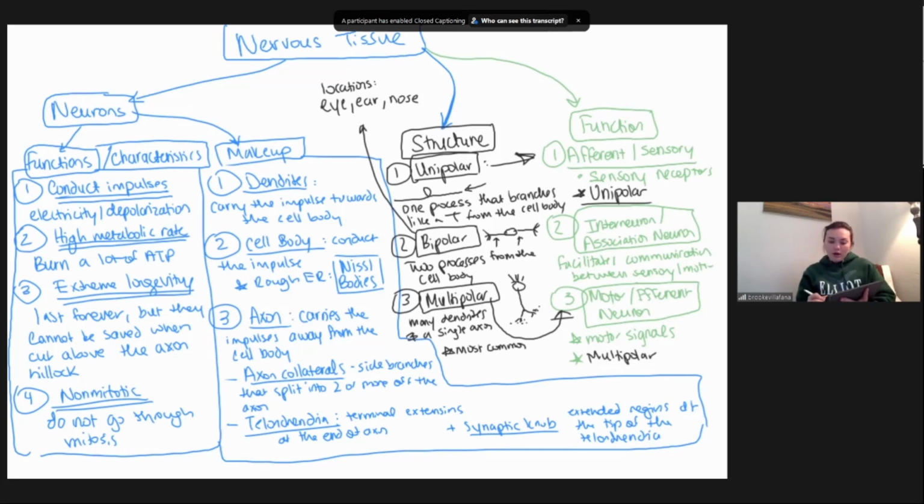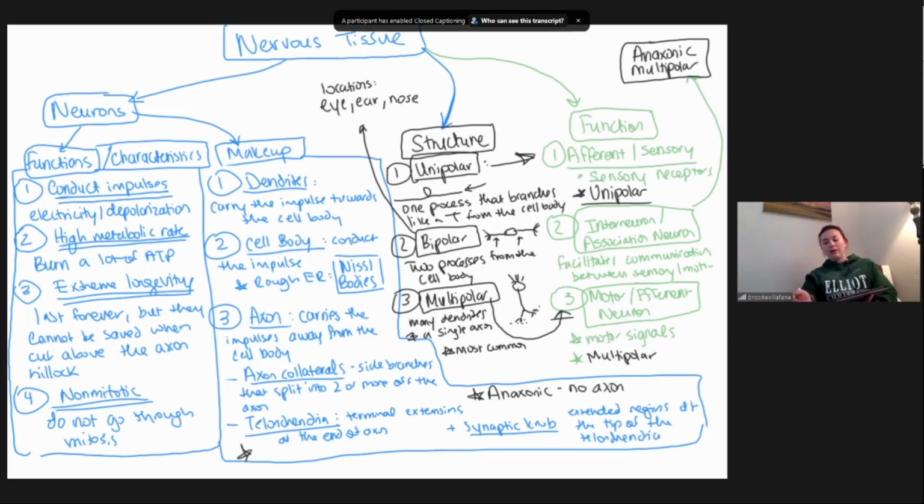The interneuron, according to structure, is actually an anaxonic multipolar. So we didn't talk about it over here. It's very simple, but basically what it means, anaxonic means no axon. So an anaxonic multipolar neuron is going to be a neuron that has no axon, right? But it's multipolar, so it does have dendrites and telodendria. Just doesn't have an axon.